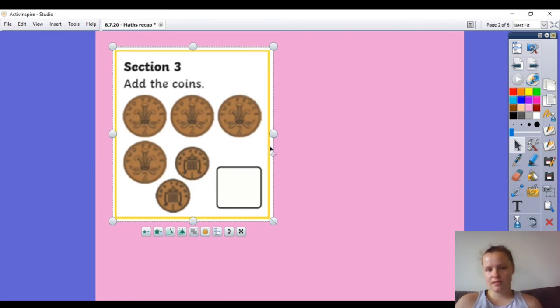Okay, so let's count together now. So I'm going to start on the 2p coins. Now we've been practicing counting in 2s, so I can either say 1, 2, or I can say 2, 4, 6, 8. So I'm on 8 here, but now these aren't 2s anymore, are they? They're 1s. So 8, 9, 10. So there's 10p there altogether.